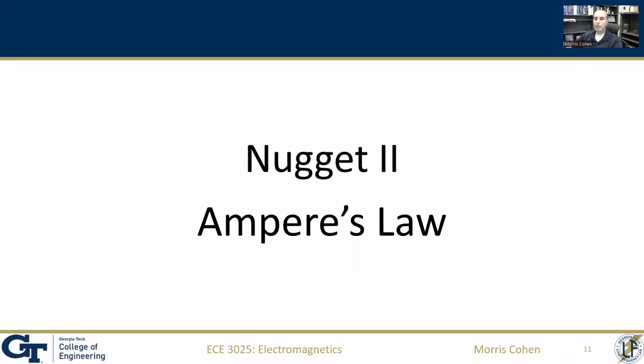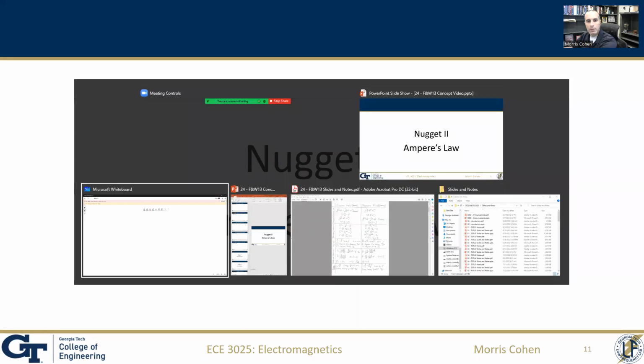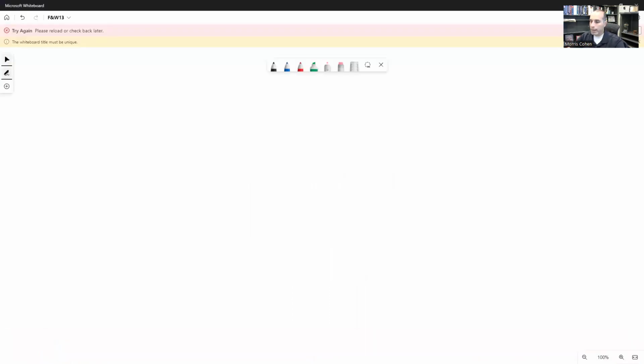Okay, let's move on now to Ampere's law, which is basically the magnetic equivalent of Gauss's law, in that it relates the sources of magnetic fields, in this case currents, to the magnetic fields that are created in a more general way and an easier to use way than the Biot-Savart law that we just discussed. All right, so let's take a look at Ampere's law.